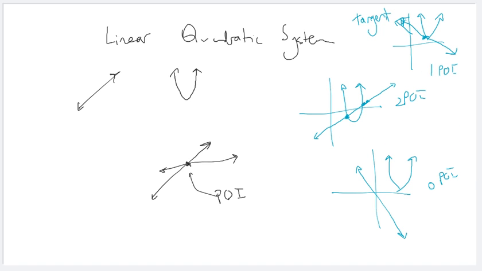And could the line ever cross the parabola in 3 places? No, it can't. So in solving a linear quadratic system, we are looking for the point of intersection of the line and the parabola. So suppose I give you 2 equations.